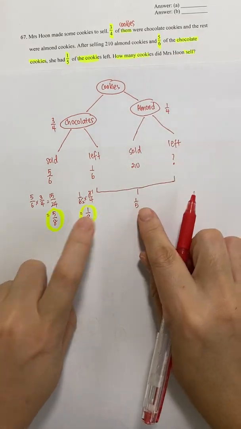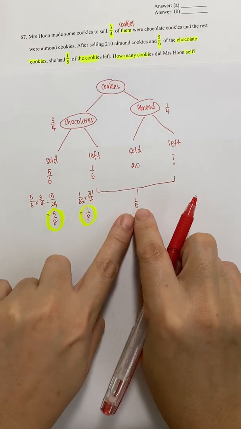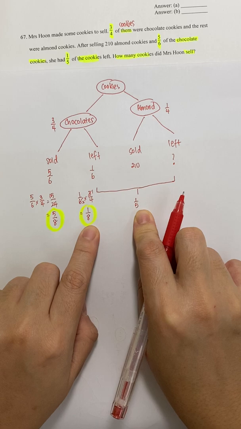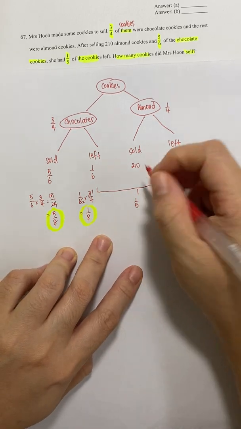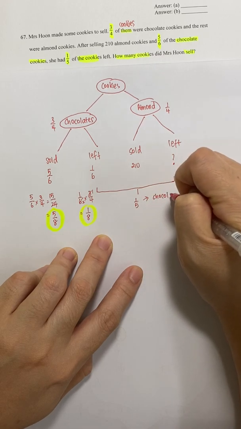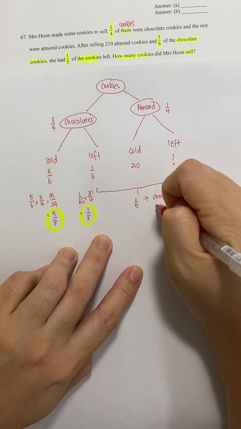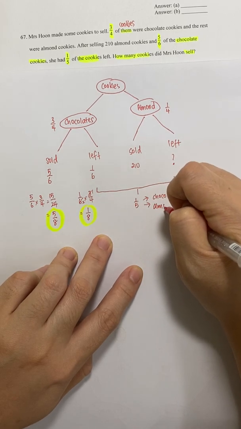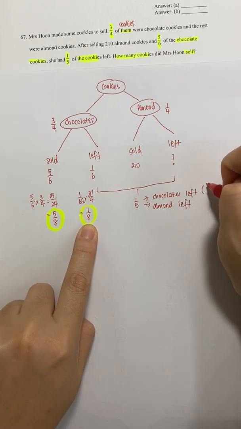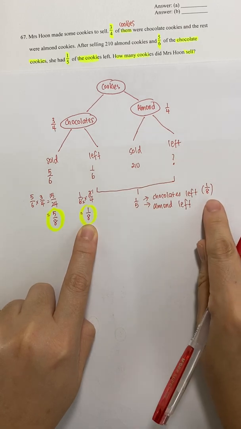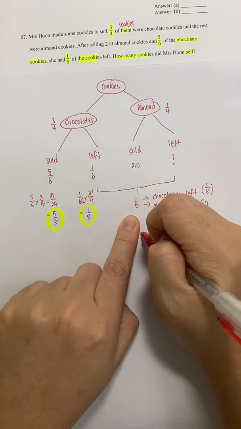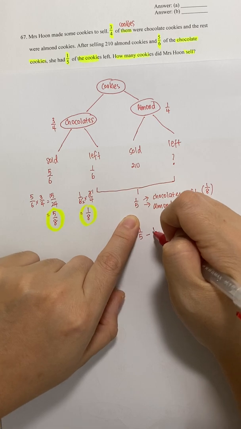Now let's look at this. I know that this is the fraction that is left. This is also the fraction that is left. The question says there is 1/5 of the cookies left. This is 1/8 of the chocolate cookies left. So this refers to the chocolates that are left, and this will refer to the almonds that are left. I know that 1/8 of the cookies are chocolates that are left. So how do I find this? I will need to take 1/5 minus 1 out of 8.